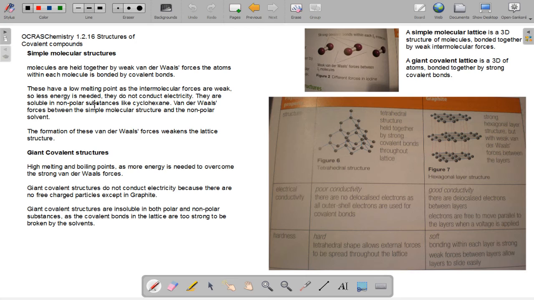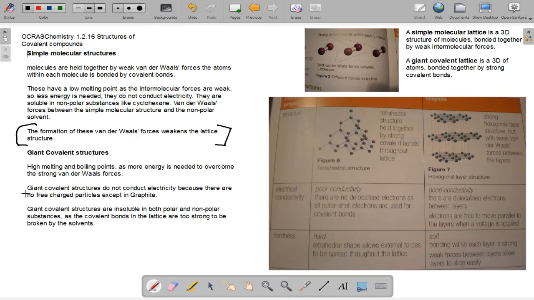They are soluble in non-polar substances like cyclohexane, because van der Waals forces form between the simple molecular structure and the non-polar solvent. The formation of these van der Waals forces weakens the lattice structure. Giant covalent structures have high melting and boiling points, because more energy is needed to overcome the strong covalent bonds.